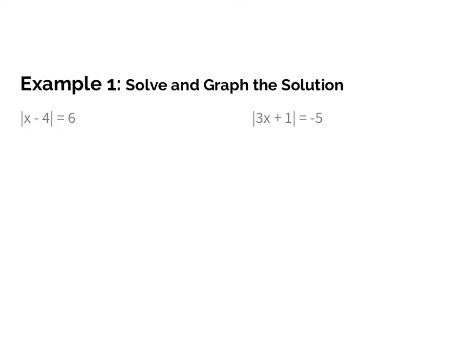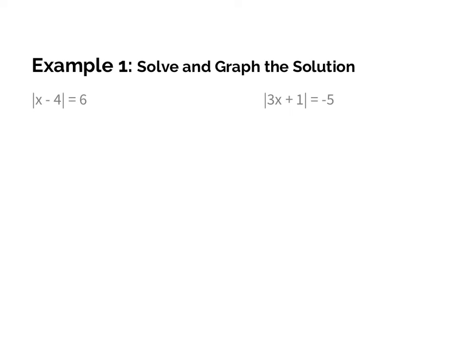All right, so let's look at our first examples here. So we're going to solve these equations, and we're going to graph our solutions on a number line to represent what they mean. First one, we have the absolute value of x minus 4 equals 6. So again, what we have to think about here is, inside the absolute value, what values would I plug in there that would give me 6 after I take the absolute value? So the two options here would be 6 and negative 6.